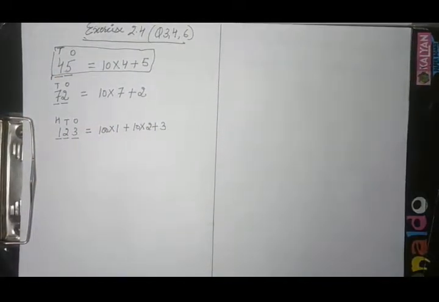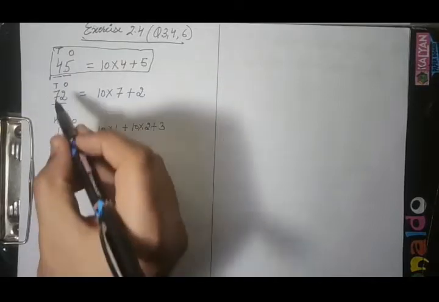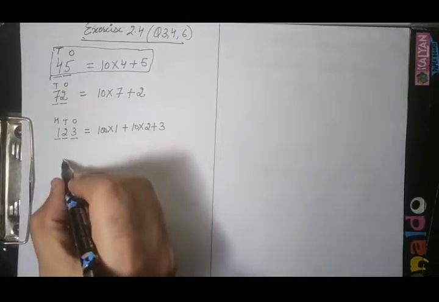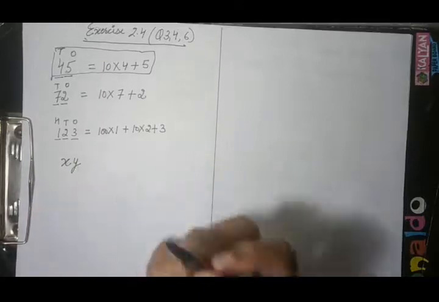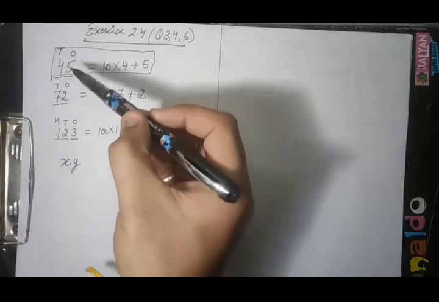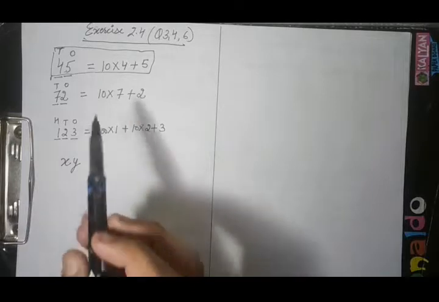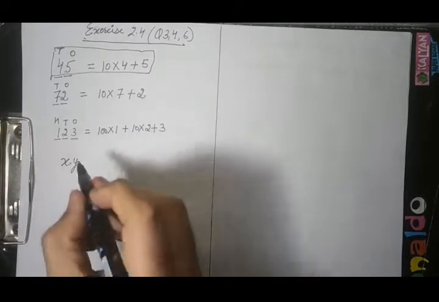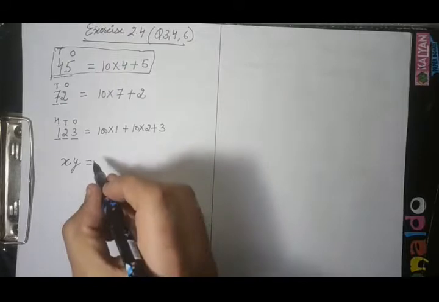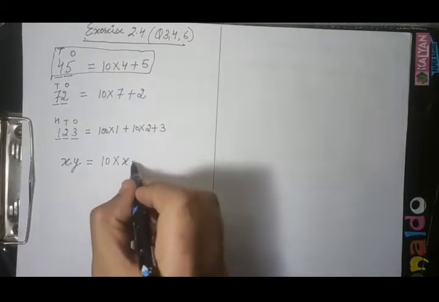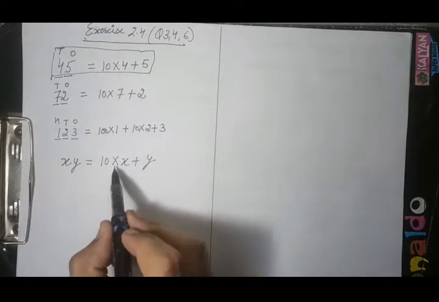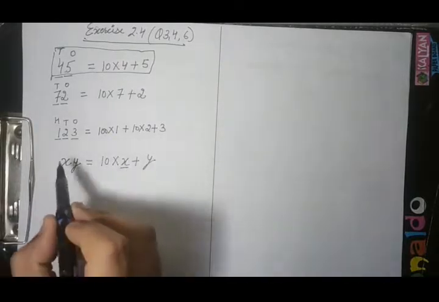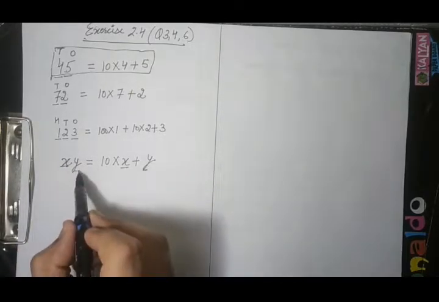Here I took example 45, but if I don't know what the digits are, suppose the digit at 10's place is x and the digit at 1's place is y. So I replaced 5 by y and 4 by x. So how do we write the expanded form of this? 10 into x plus y. So basically what is the rule here? We have to multiply 10 into 10's place digit, which is x, plus 1's place digit y.